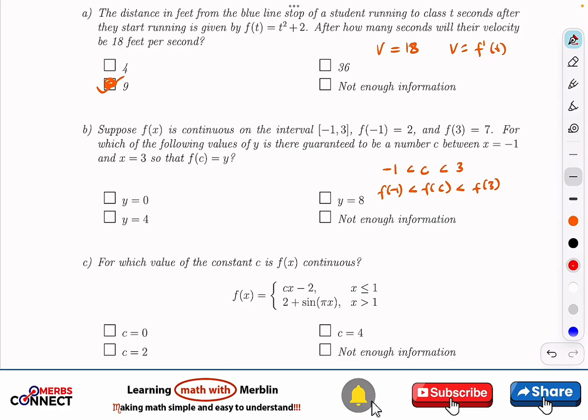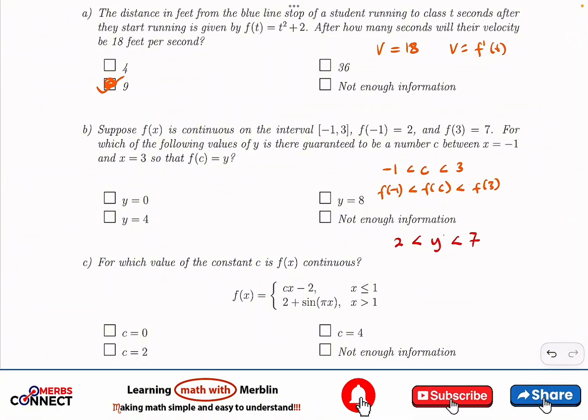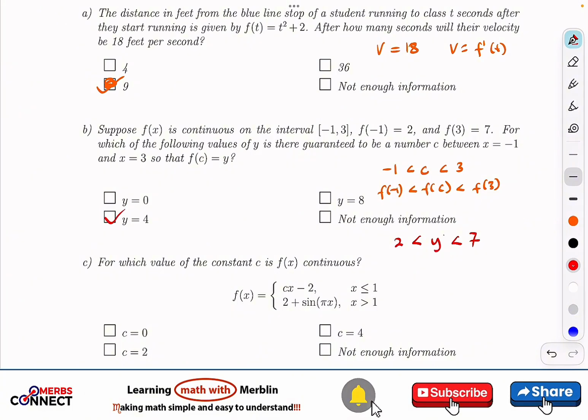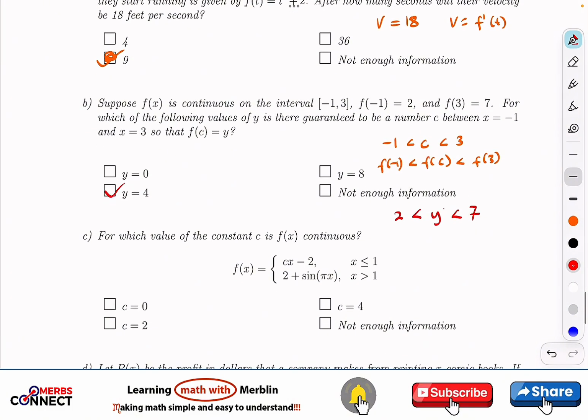Okay. So now f of -1 is 2, f of c is y, and f of 3 is 7. So the question is, we want the value of y which is in between these. So the only value between 2 and 7 is 4. So pick this one here. So it's very simple using the intermediate value theorem.